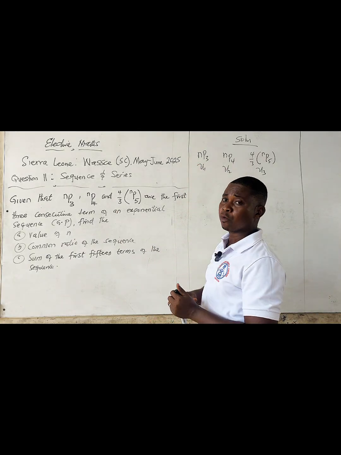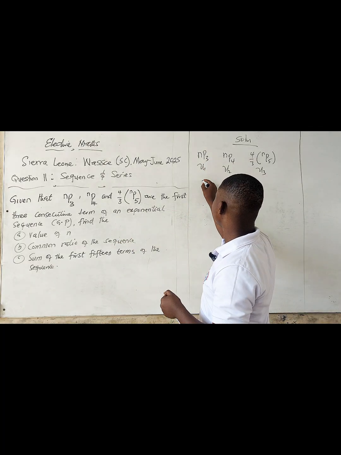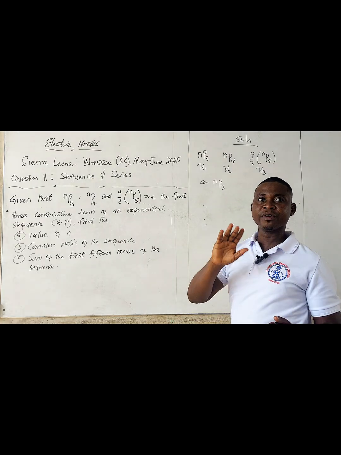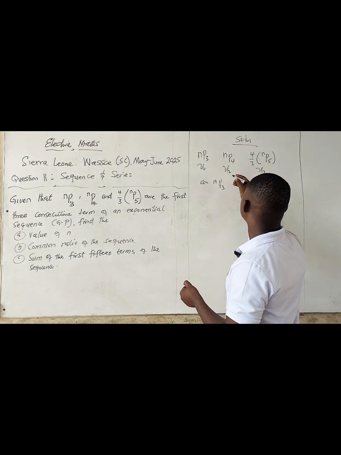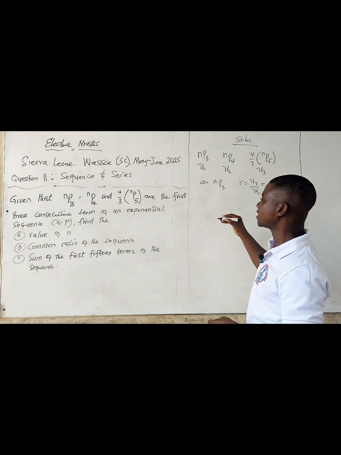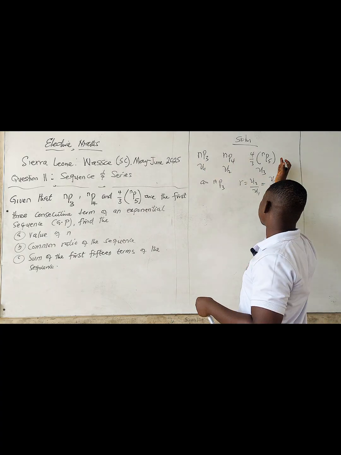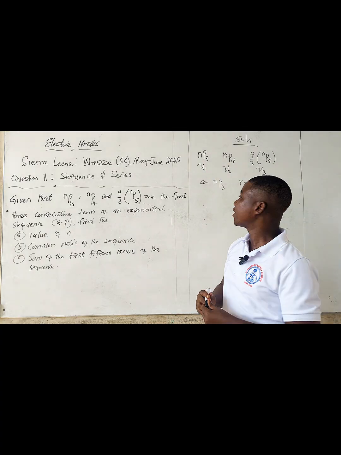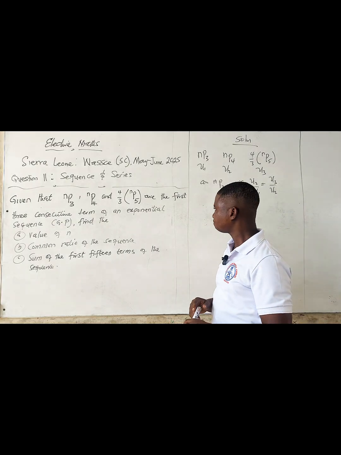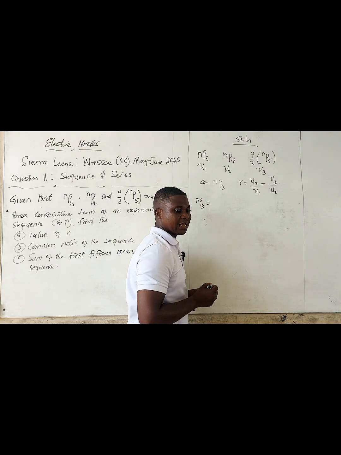But then, when you look at an exponential sequence, the first term becomes A, which is nP3. And the common ratio R becomes U2 over U1, which should be the same as U3 over U2. So this over this should be the same as this over that. So with this, when you look at A, which is the permutation nP3, let's simplify that.